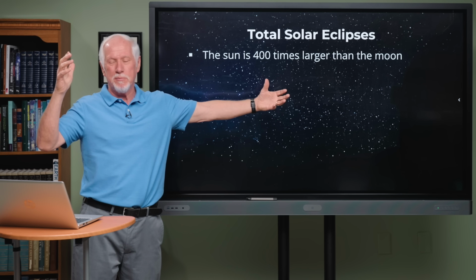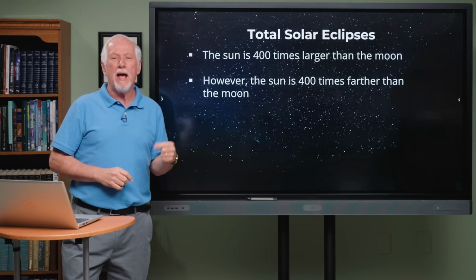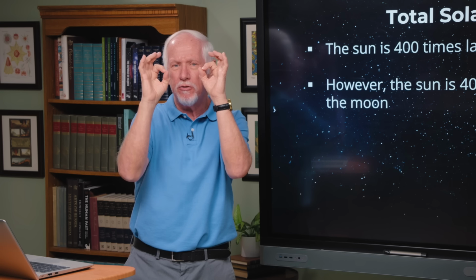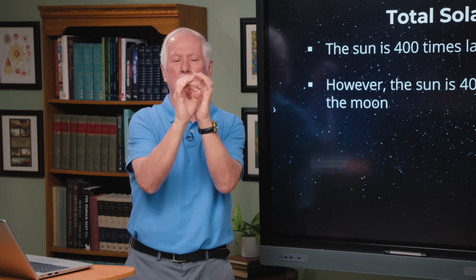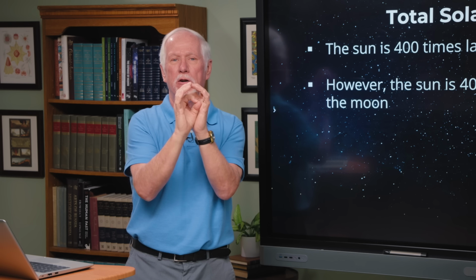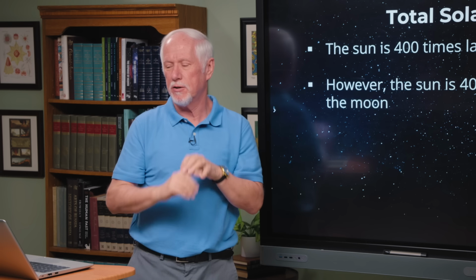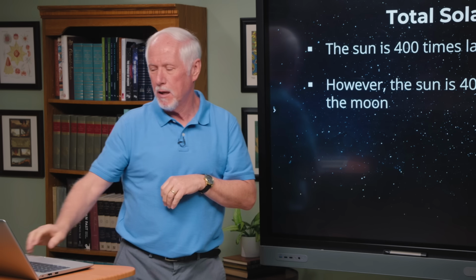However, the sun is 400 times farther away than the moon is. 400 times larger, but 400 times farther away. What that means is they both have about the same angular size, about a half degree in our sky. And so during a total solar eclipse, the moon just barely covers the sun. Barely does so. With that barely coverage there, it does 2 things. Number one, it makes eclipses spectacular.